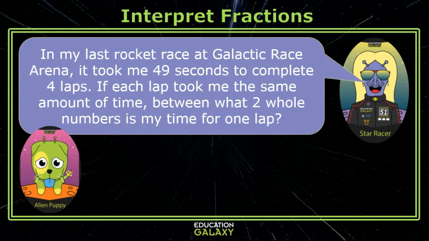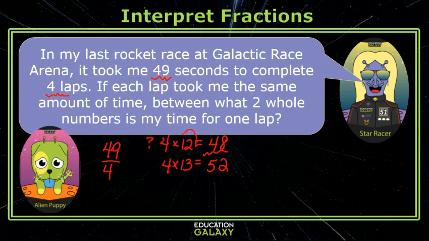Hey, little dude, in my last rocket race at Galactic Race Arena, it took me 49 seconds to run 4 laps. If each lap took me the same amount of time, between what two whole numbers is my time for one lap? Well, Star Racer, this is 49 divided by 4. So I'm going to think. I know that 4 times 12 is 48, so that's close. And 4 times 13 would be 52. 49's in the middle somewhere, so it took you between 12 and 13 seconds.